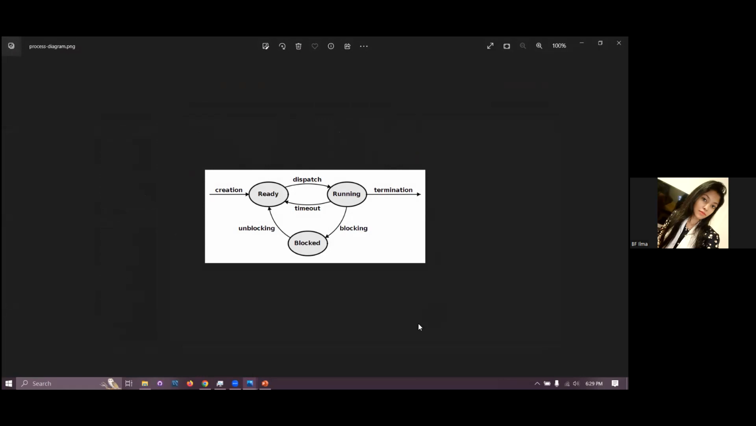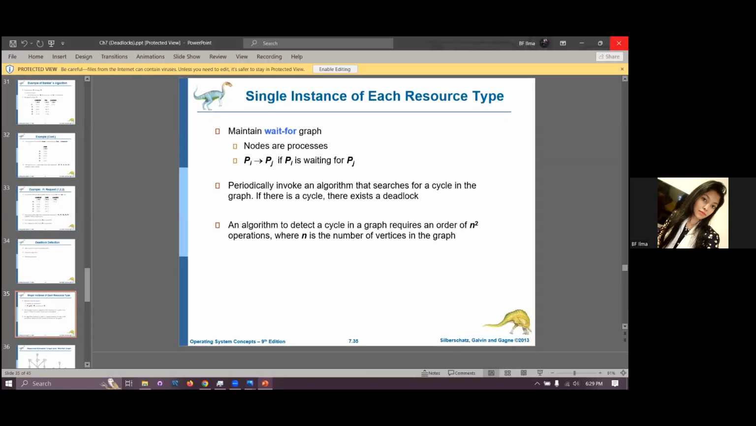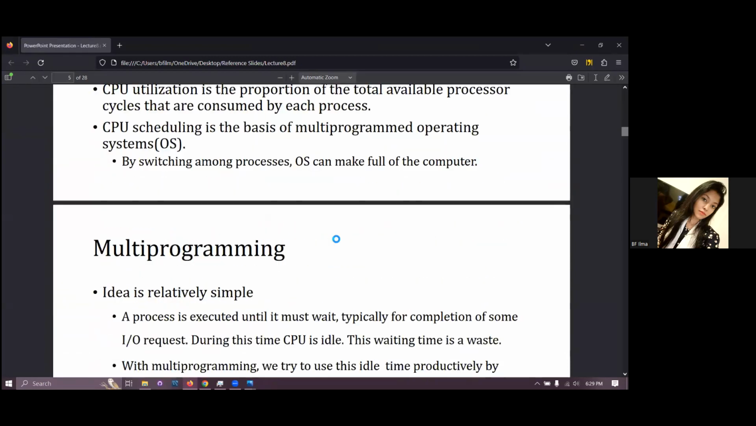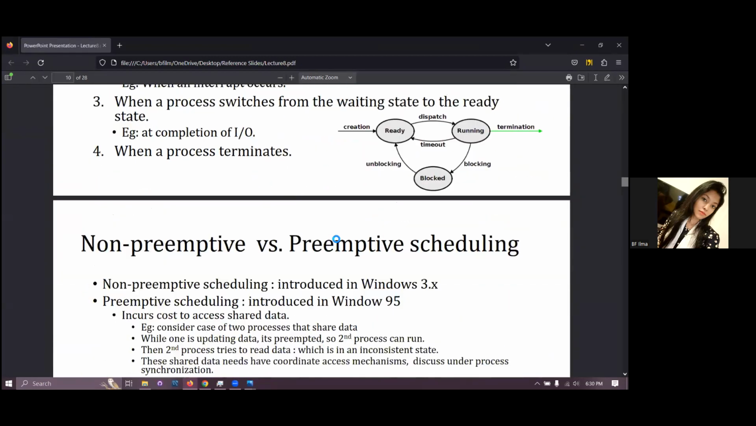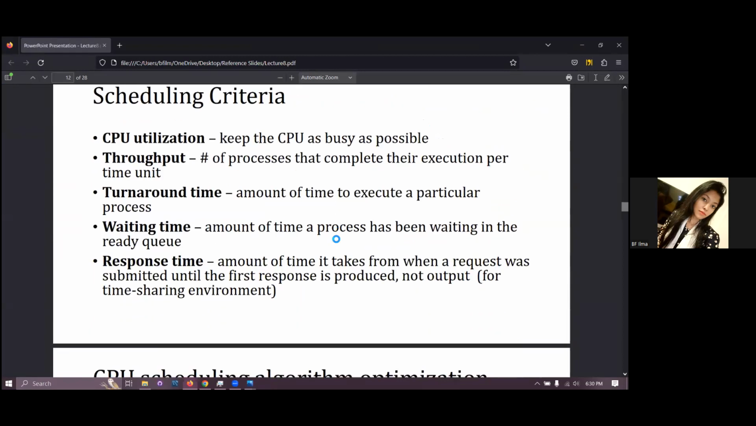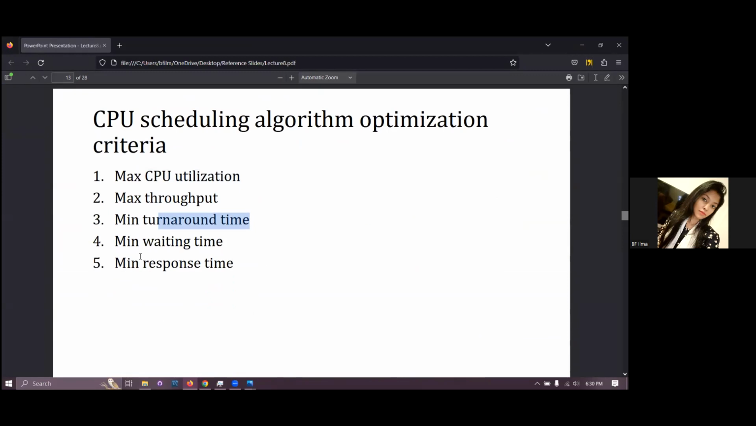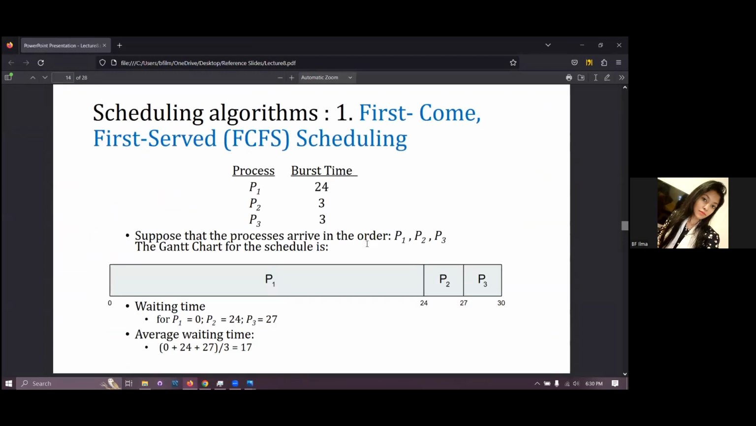Yeah, so we have some criteria for that as well. Yeah, so these are the criteria. We have these attributes which are used to compare scheduling algorithms. So these are our goals. We are trying to maximize CPU utilization, throughput, turnaround time, waiting time, and response time. So there is a list of scheduling algorithms.